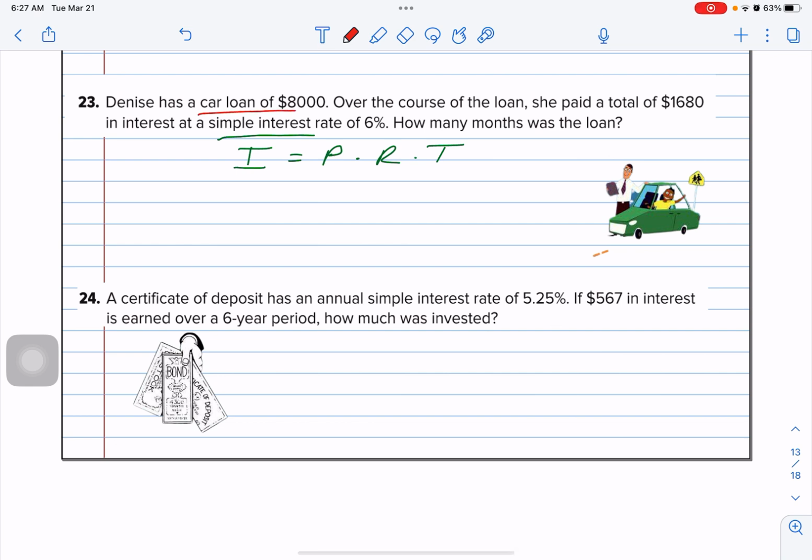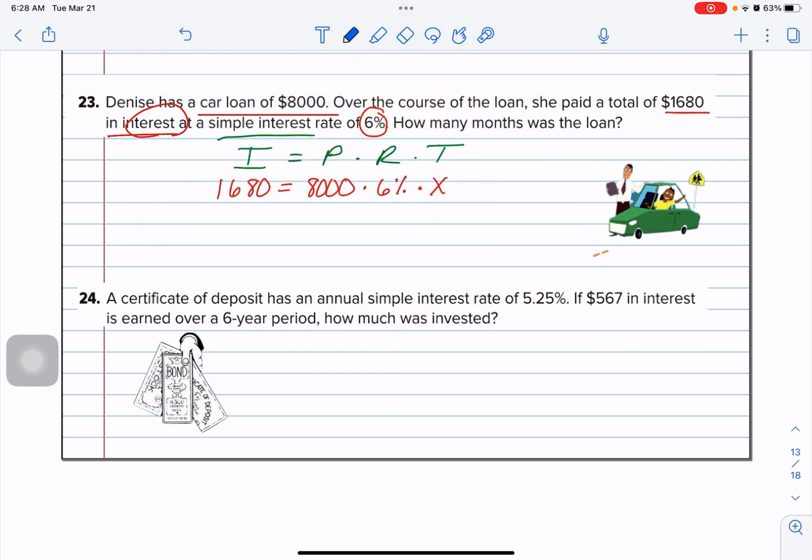So the car loan of $8,000, that would be your principal amount. The money you put into the account is your principal. So we would put the $8,000 under the P. Then it said she paid a total of $1,680 in interest. Because that's in interest, that would be our I. So I put 1,680 here. I'm going to bring down my equals times the remaining number they give us, which is 6%. 6% is a rate, so I'm going to put 6% in here, and now I am trying to find my t, or my time. Now I have a variable to solve for.